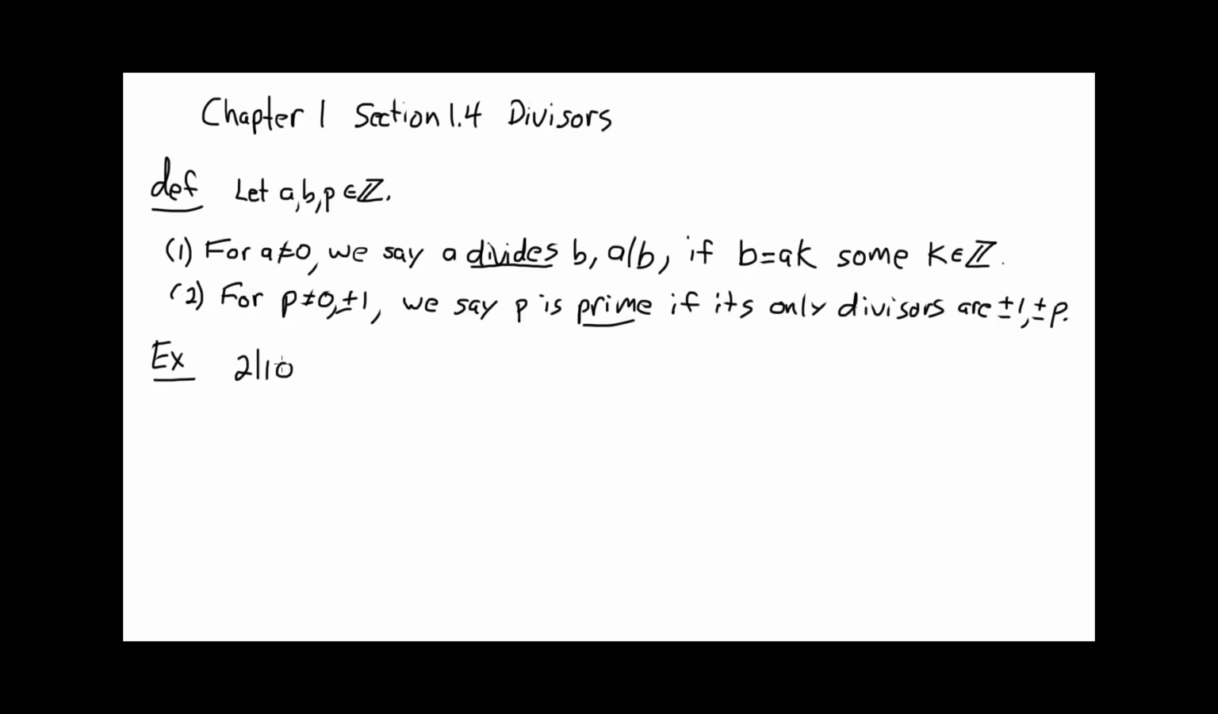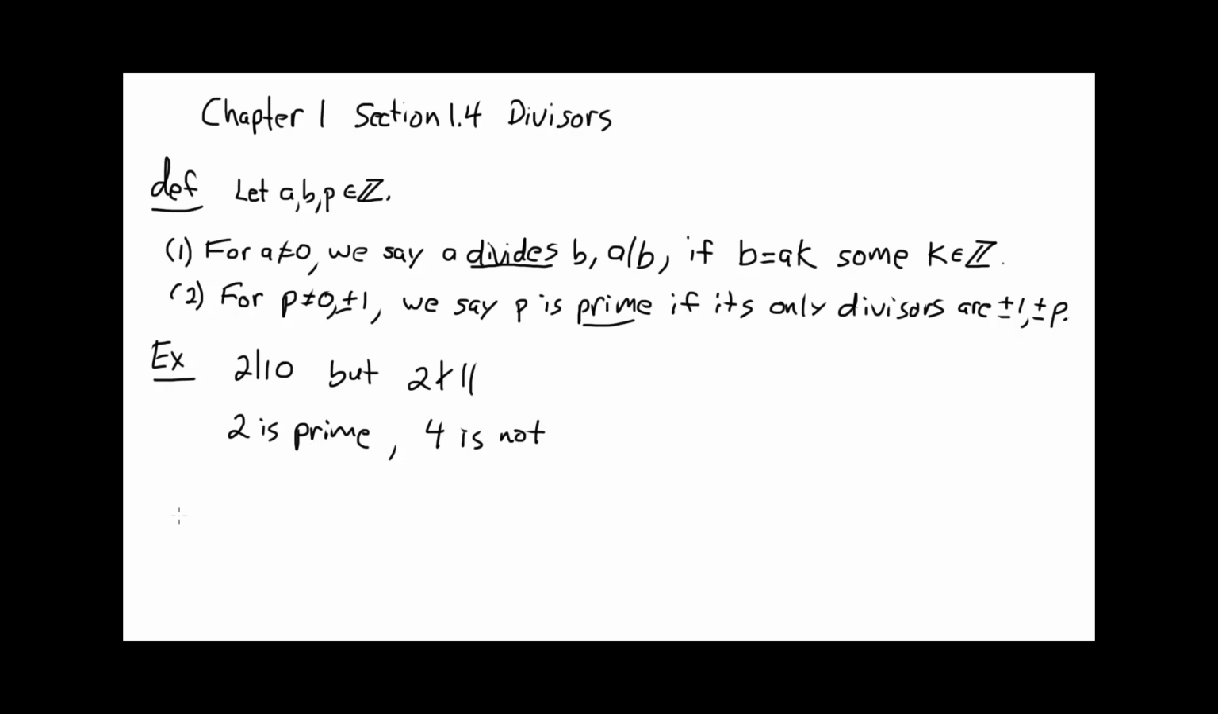All right, quick examples. 2 divides 10. That's because you can write 10 as 2 times 5. But 2 does not divide 11, because 11 is not a multiple of 2. Similarly, 2 is prime, and 4 is not.